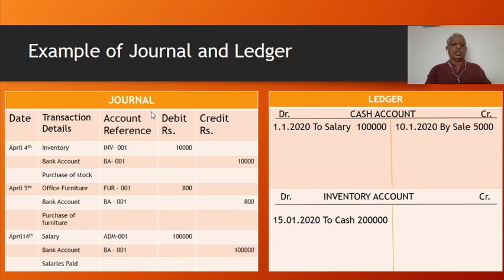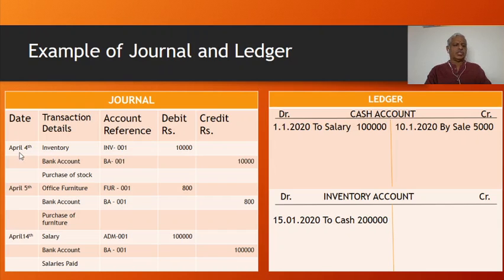Now, this is how the journal looks, and this is how the ledger looks. What is the journal? How does it look? So, journal has certain columns like date, transaction details, and account reference. Account reference is from which book or which account you are posting this information in journal. Then that's debit, that's credit.